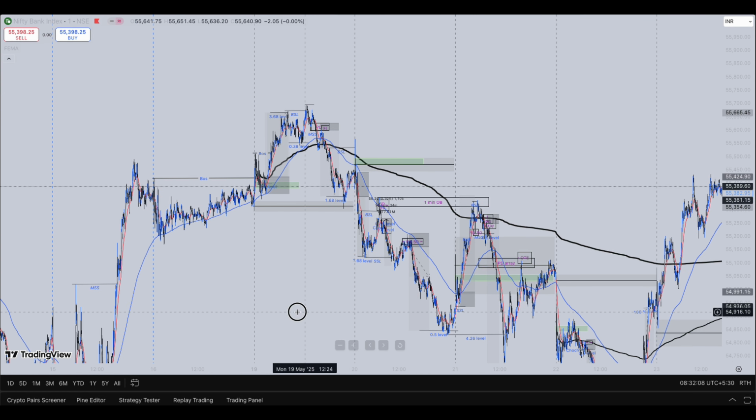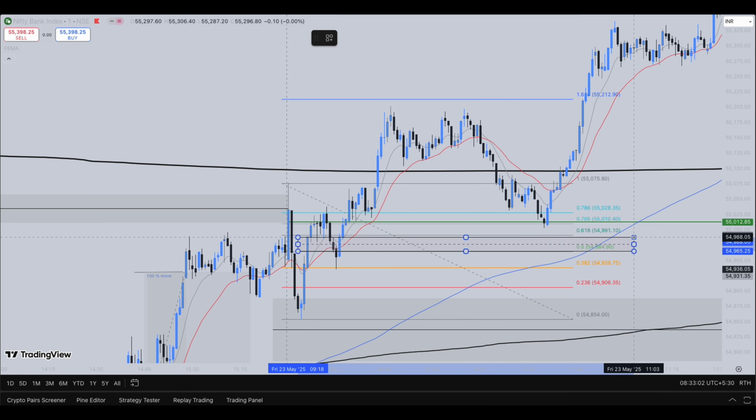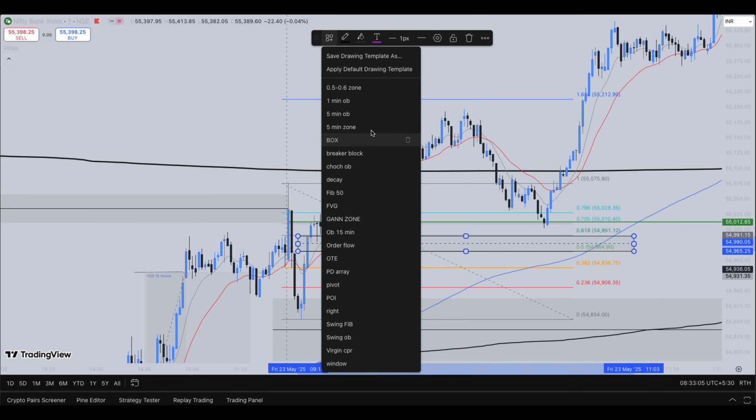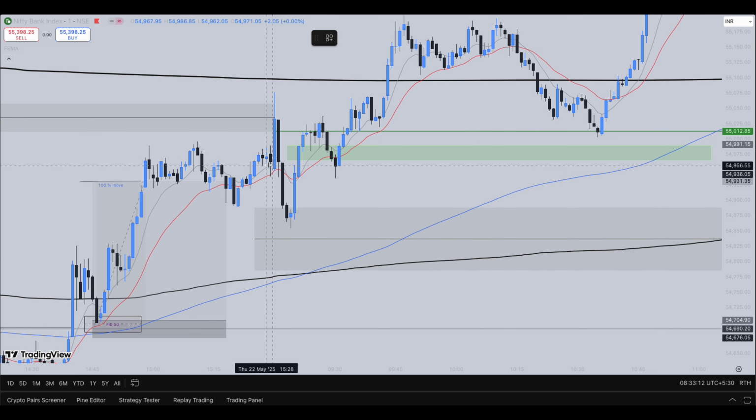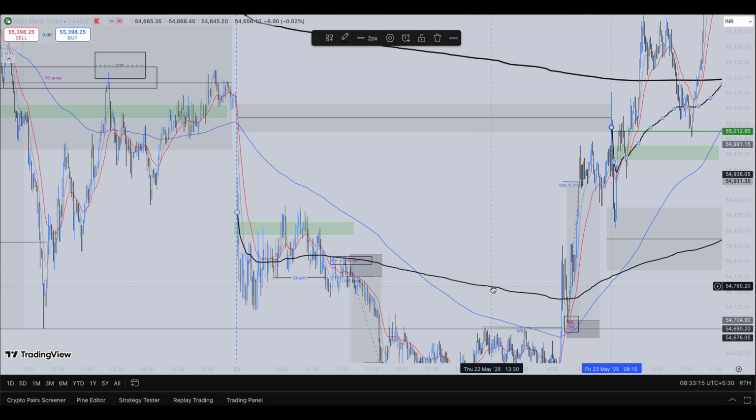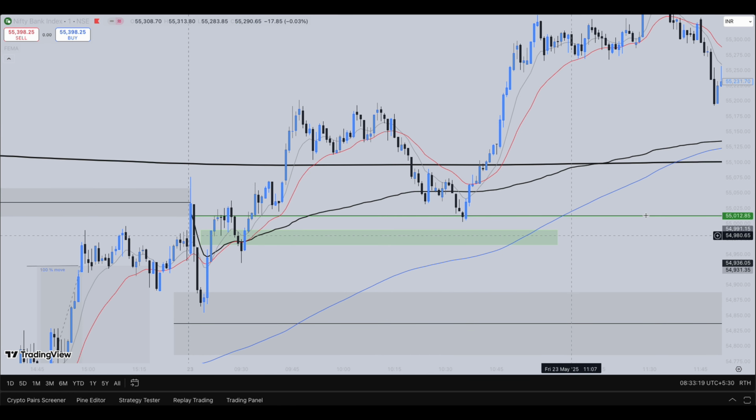Let's mark the mid of the first candle. This is the mid of the first candle as well as the 5-minute zone. If you consider the high of this candle to the low of this candle, let's mark the 5-minute zone as well. This is the 5-minute zone, guys, as well as the day VWAP level. Let's take this anchor VWAP level out.